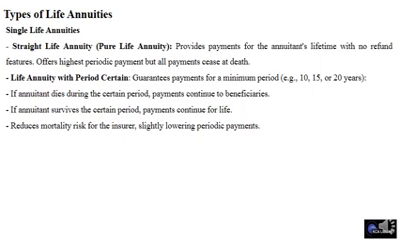If the annuitant dies during the certain period, payments continue to beneficiaries. If the annuitant survives the certain period, payments continue for life. It reduces mortality risk for the insurer, slightly lowering periodic payments.